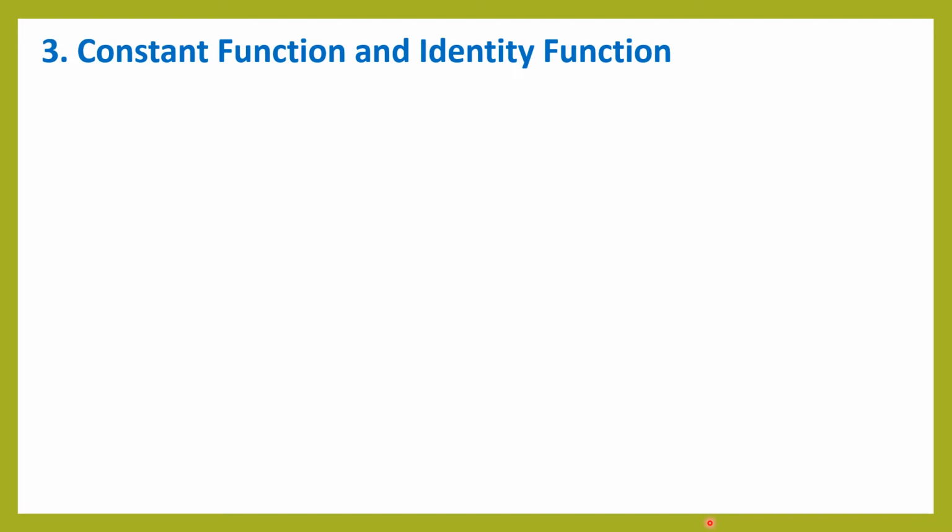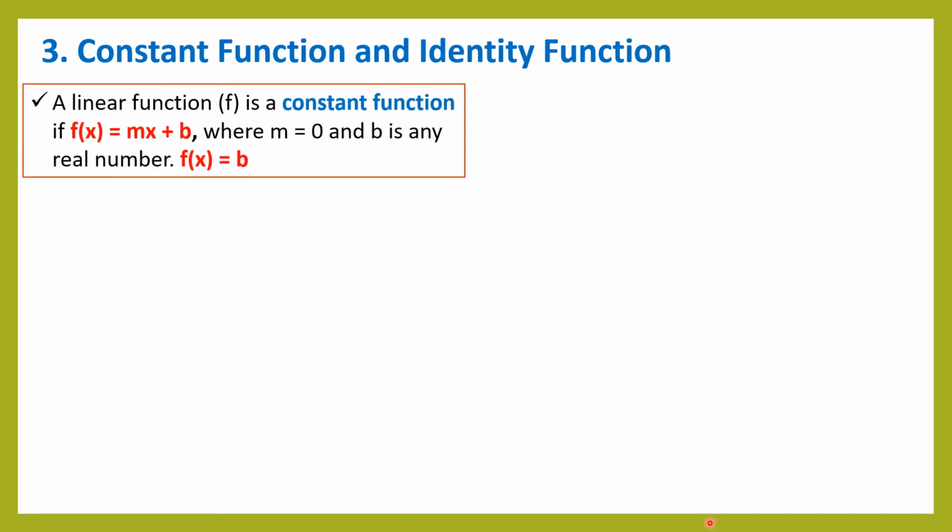Number 3, constant function and identity function. So, ang constant function and identity function ay naka-under kay linear function. So, a linear function f is a constant function if f of x is equal to mx plus b, where m is equal to 0 and b is any real number. So, kapag ang m natin ay 0, matitira na lang si b. Kaya, ang constant function natin ay f of x is equal to b. So, yung b natin dito yung constant.